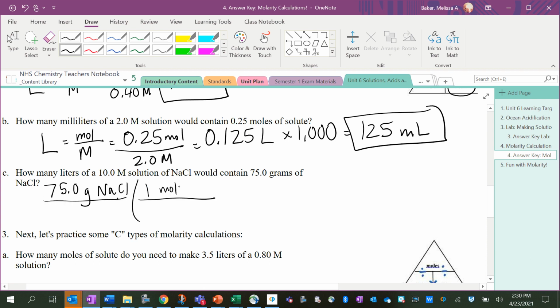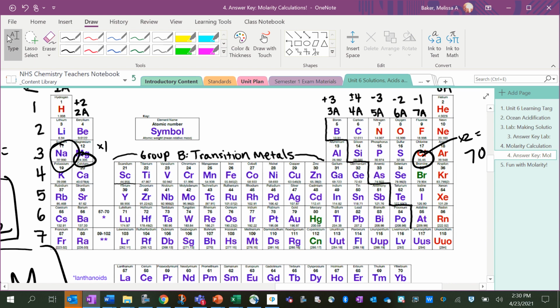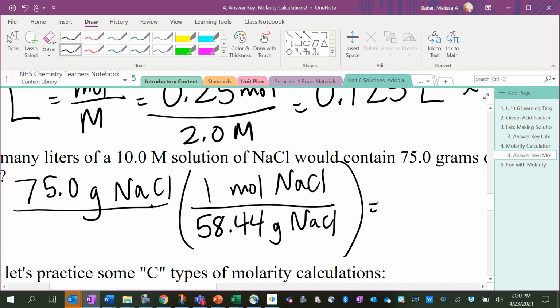So how much does 1 mole of NaCl weigh? We've got to go to our periodic table. Na is 22.99, Cl is 35.45. That's a molar mass of 58.44. Multiply across the top, divide by the bottom. Answer 1.2, actually I'll just round to 1.3 moles of NaCl.